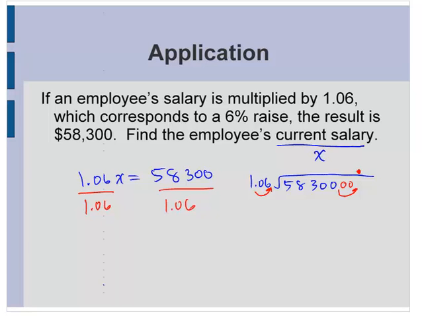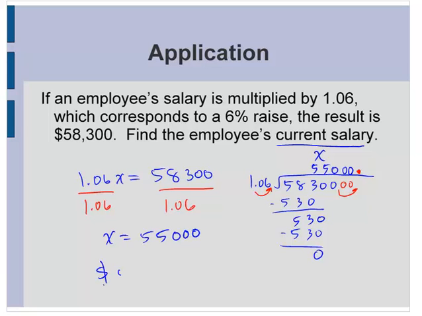106, it looks like it'll go in 5 times. So it doesn't go into 5, it doesn't go into 58, but it appears to go into 583 5 times. And that would be 530. So subtracting that gives us 53, and we bring down the 0, and let's see, 530 was exactly 5 times, wasn't it? And so then we would bring in zeros for all the remaining places, and so X is 55,000, and that would be in dollars. $55,000 is the current salary.